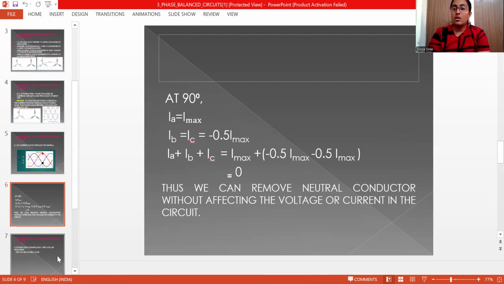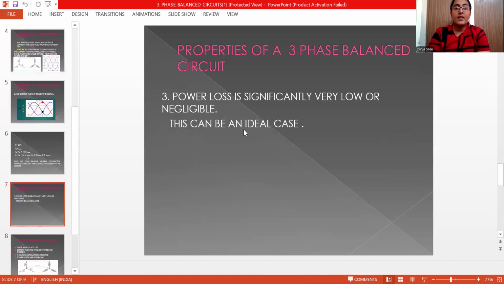Now, the third property is that the power loss is very low. This is an ideal case to be observed in any electrical or mechanical appliance. Any system is supposed to have some power loss, but in this balanced circuit, it is observed that the power loss is very low. That means P equals I squared R is very low.